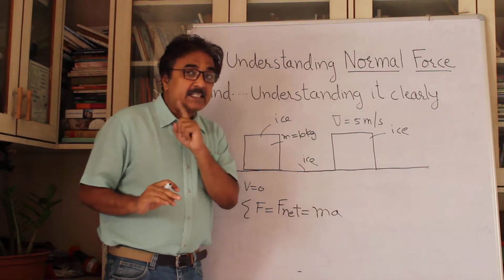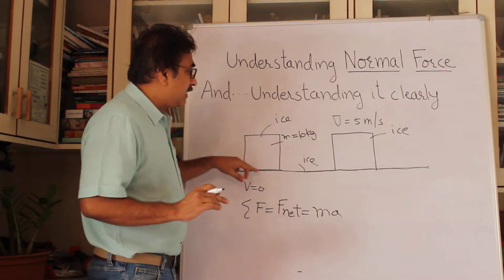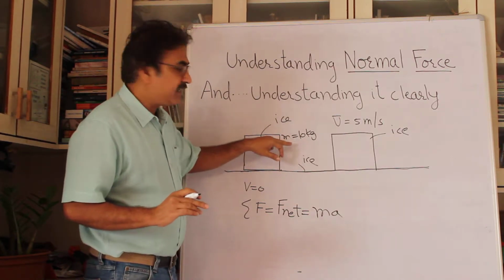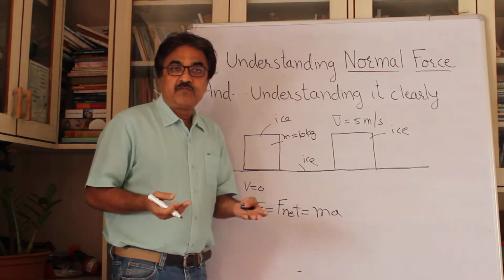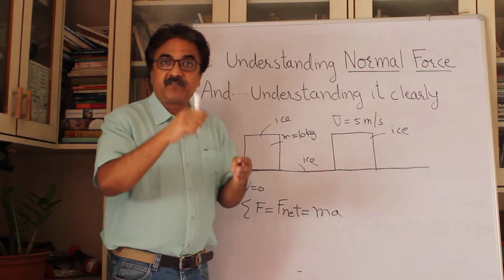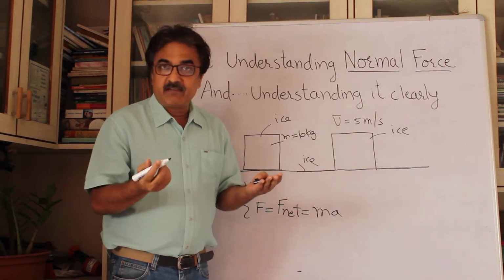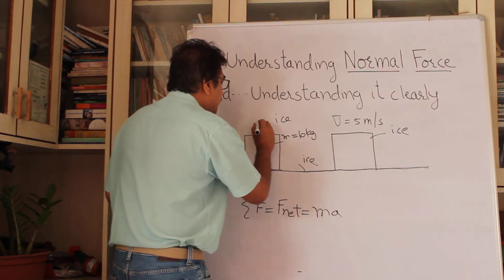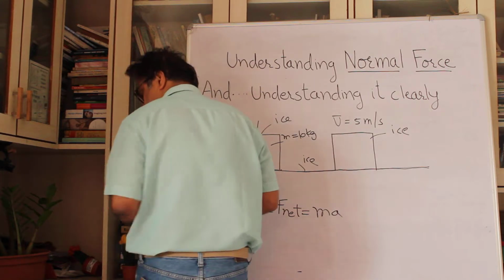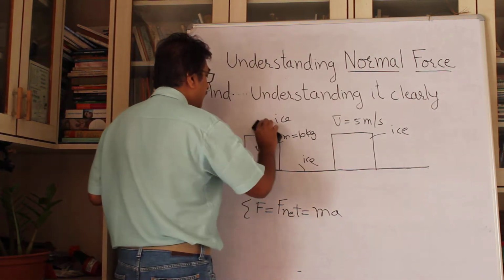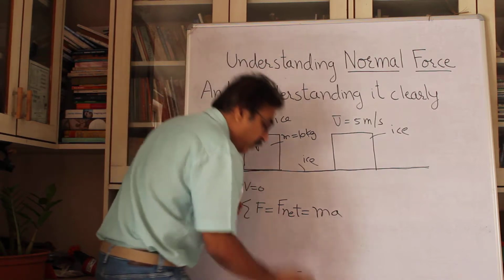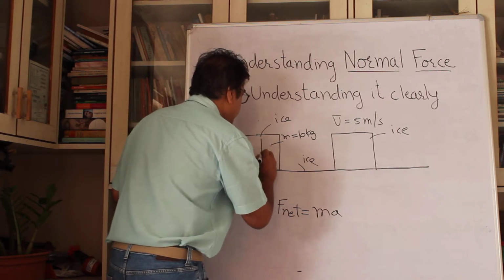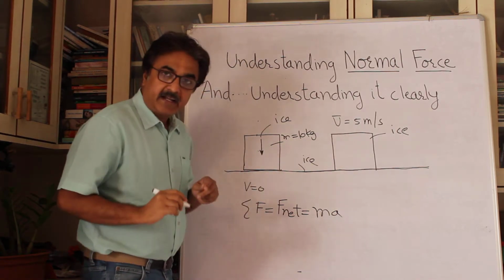So the body has zero net force. The body has weight, since it has a certain mass. The weight of the body, which is equal to m into g, where g is the gravitational acceleration, is acting downward.